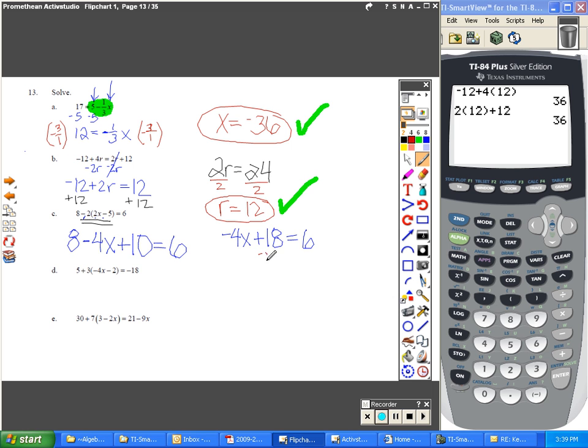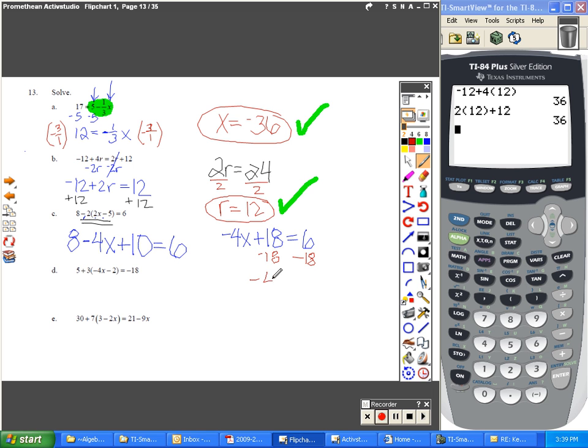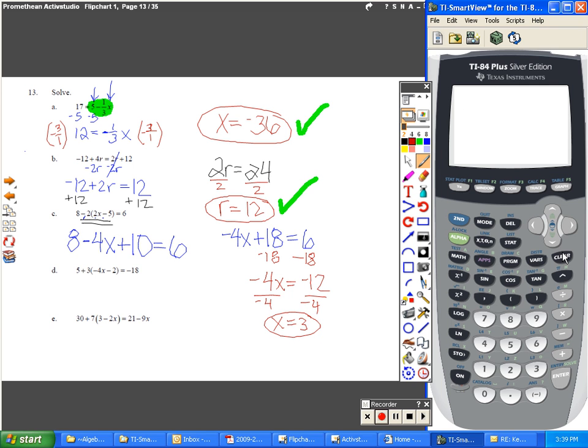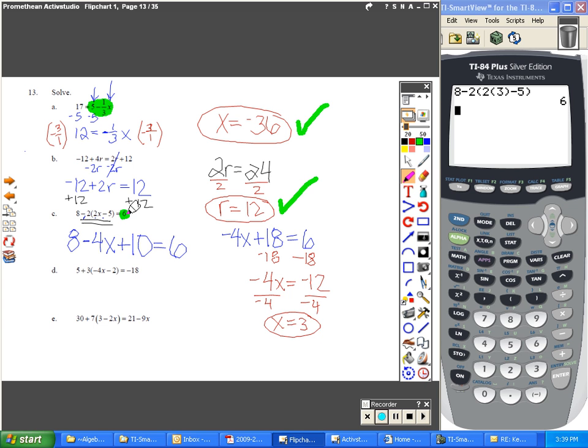To get rid of plus 18, I will subtract 18. That'll give me negative 4x equals negative 12. Divide by negative 4. Divide by negative 4. X is equal to 3. In order to check my work, just like in the previous problems, I go over to my calculator. I type in the entire equation. But instead of the x, I'll actually type in what I think x is. And if this answer is 6, which matches what this answer is here, then my answer is correct.